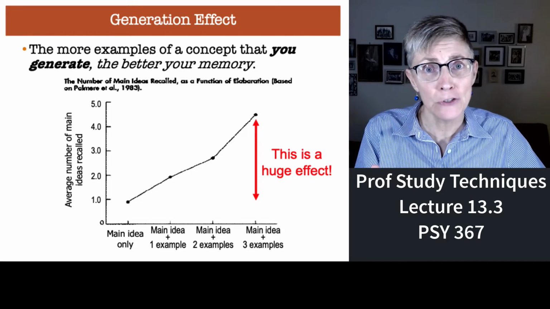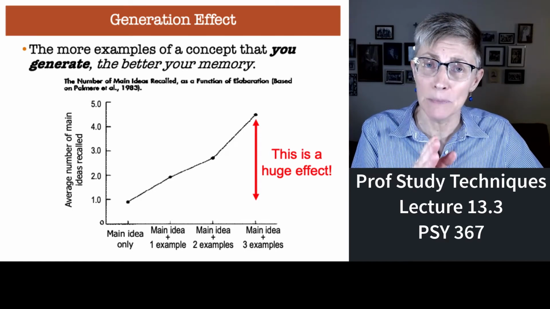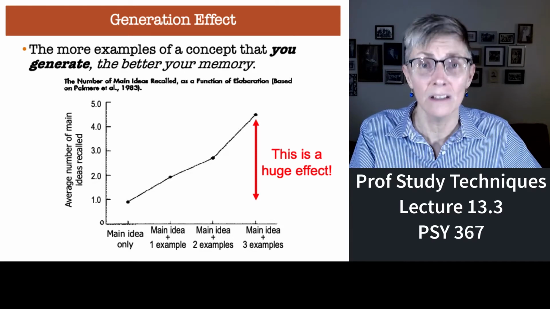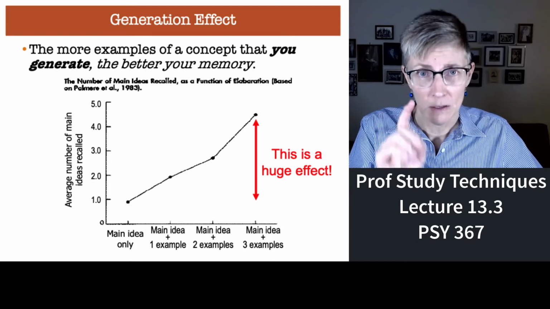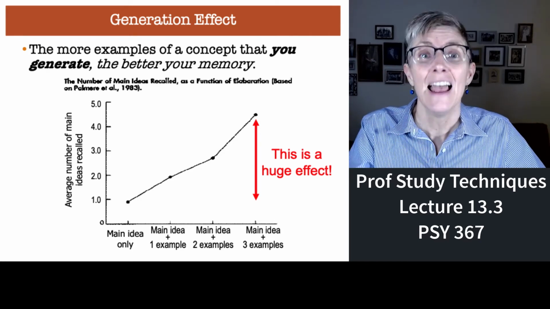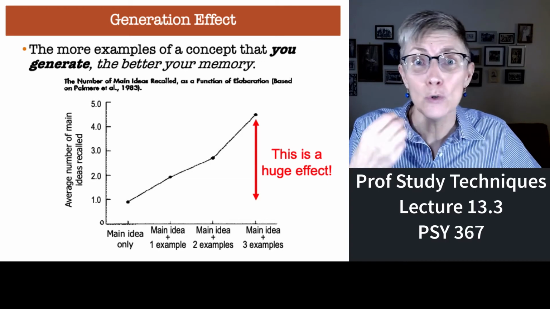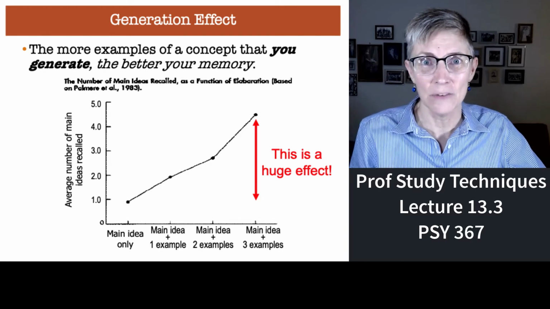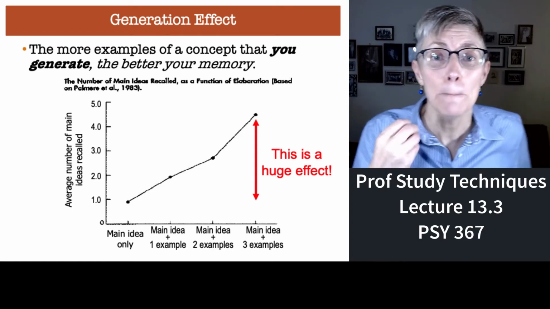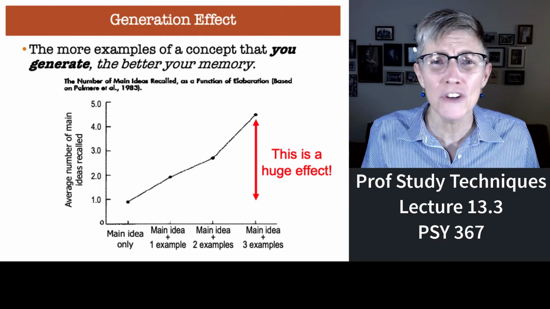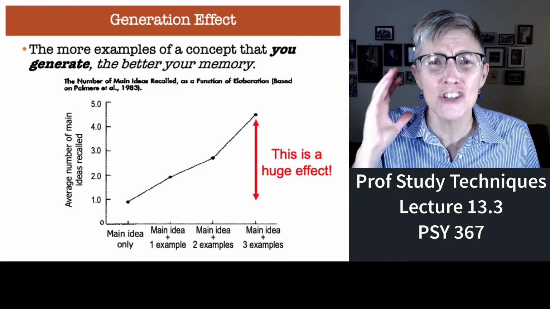So the students who just memorize the concepts in my class, they're not going to do nearly as well as the students who memorize the concept after they understand the concept and generate 2 or 3 examples of that concept. They're taking advantage of the generation effect, and their memory for the concept skyrockets 4 times. These effects are ginormous.